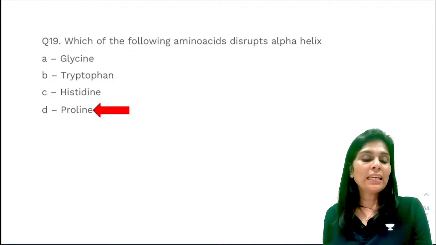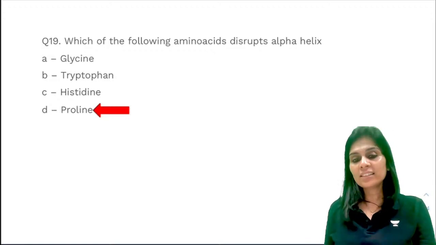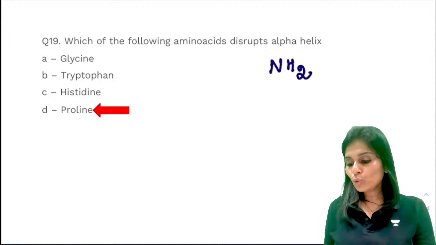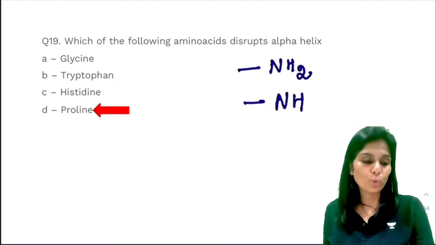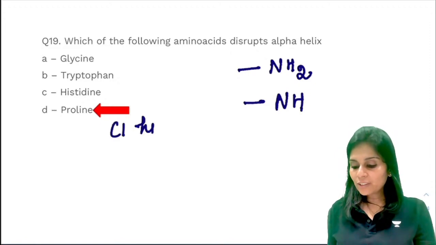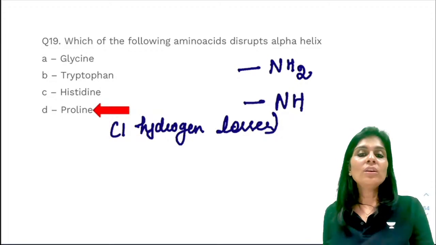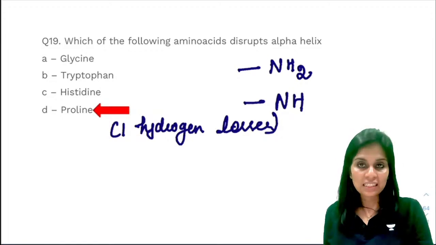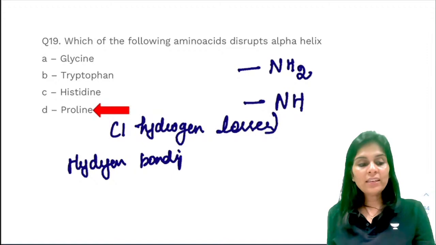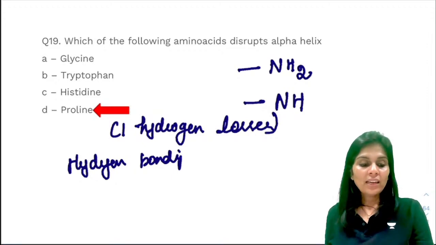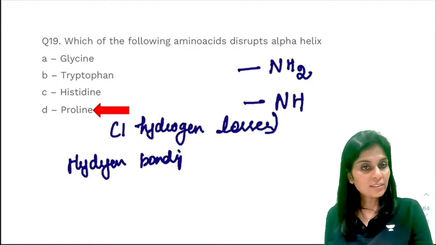Did I tell you proline is an imino acid? What is an amino acid and what is an imino acid? Amino acids have NH2 as the functional group, whereas imino acids have only NH. So proline has got 1 hydrogen lesser. And what is the linkage which stabilizes alpha helix? Alpha helix is stabilized by hydrogen bonding. Can proline take part in hydrogen bonding? No. So proline disrupts alpha helix. Got it?